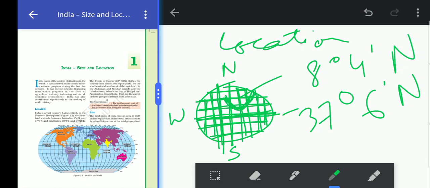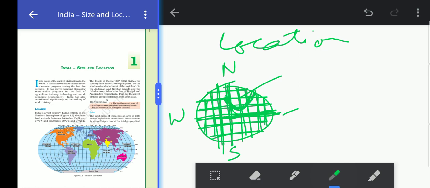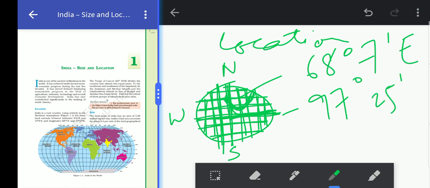Now, as India is in the northern hemisphere, India is also in the eastern hemisphere. So according to the eastern hemisphere, what is its location? Its location is between 68 degree 7 minutes east and 97 degree 25 minutes east. So this is the location of India according to geography. These are geographical terms. This is quite difficult, you need to concentrate.